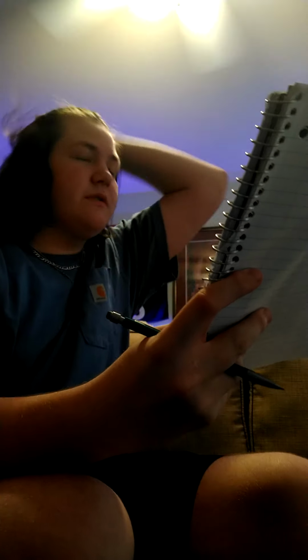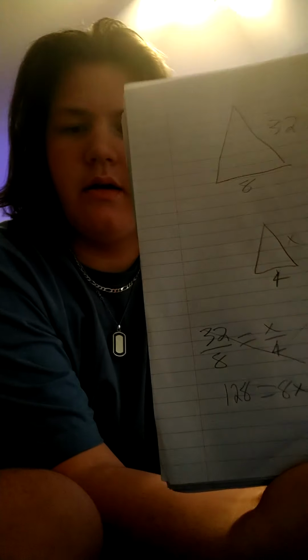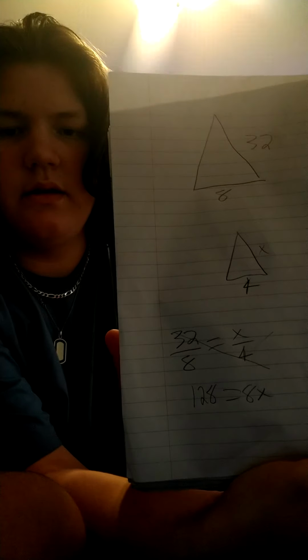So 32 times 4, which is, let's see, 30 times 4, that's going to be 128, I believe. So you'll get 128 equals 8x from your cross multiplication right here. And then from there, you're going to do the same exact thing that you did last time, and you are going to divide 8x by 8 to get your x by itself.